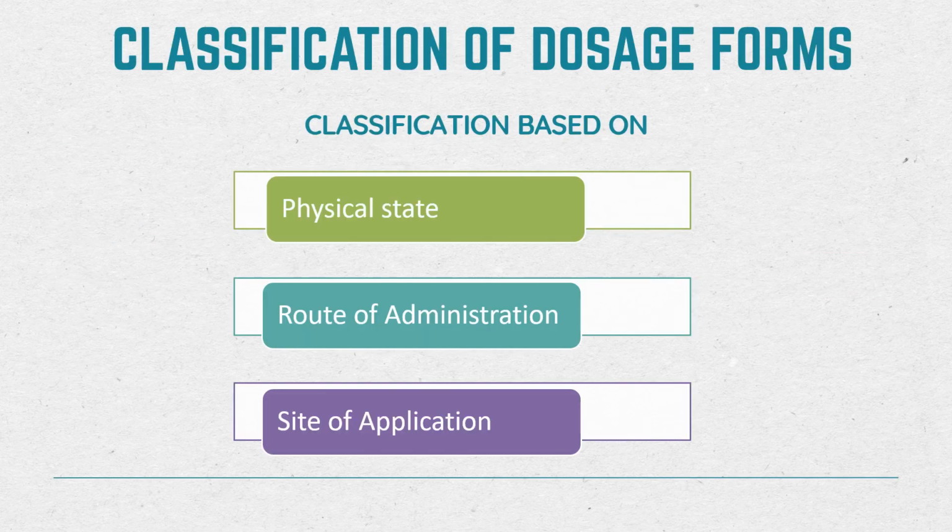Now we'll see the classification of dosage form. Dosage form can be classified on the basis of three categories. First is physical state, second is route of administration, and third is site of application.